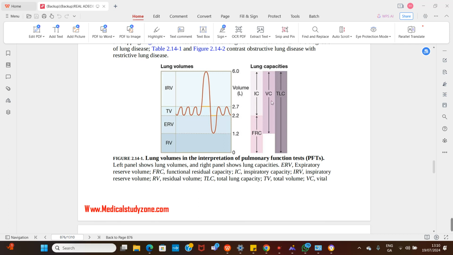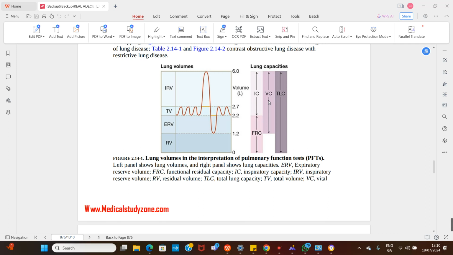there's something you call the vital capacity. And the way to look at the vital capacity is the extra amount of air you can push out after you have taken in a maximal inspiration. So if I'm doing a normal tidal ventilation and I try to take in, then I push it out.